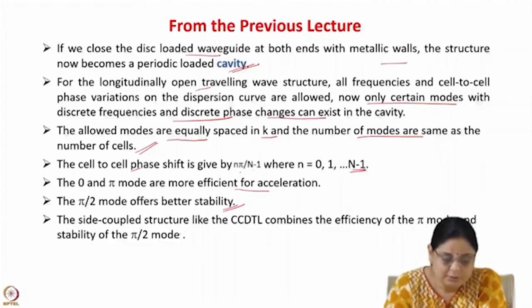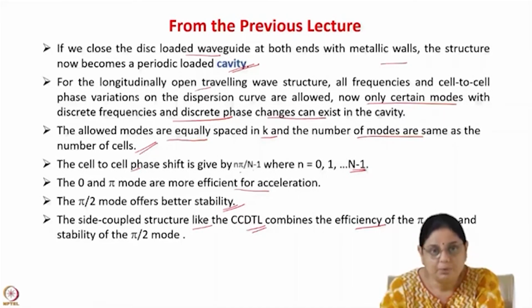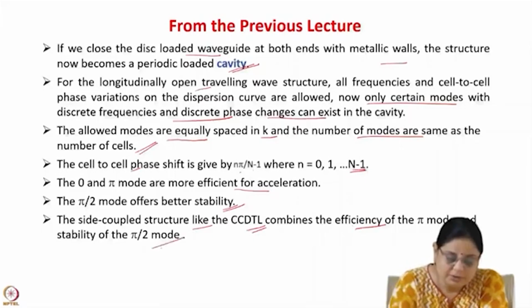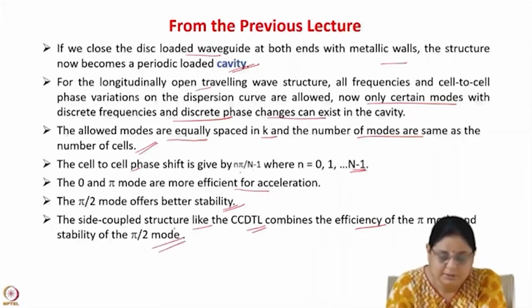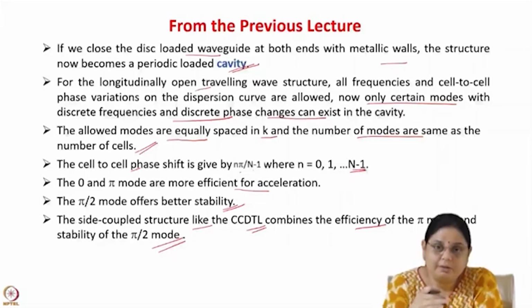To solve this problem, side coupled structures like the CCDTL combine the efficiency of the π mode structure and the stability of the π/2 structure. Electromagnetically the structure is still a π/2 structure, whereas the beam sees the π mode structure. So the efficiency of the π mode structure and the stability of the π/2 mode structure are combined in side coupled structures. With this we have learned about different cavities.